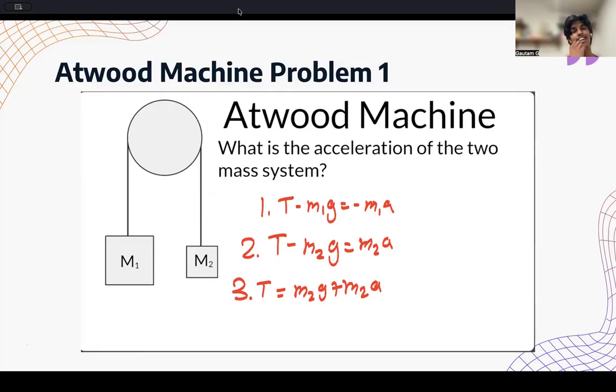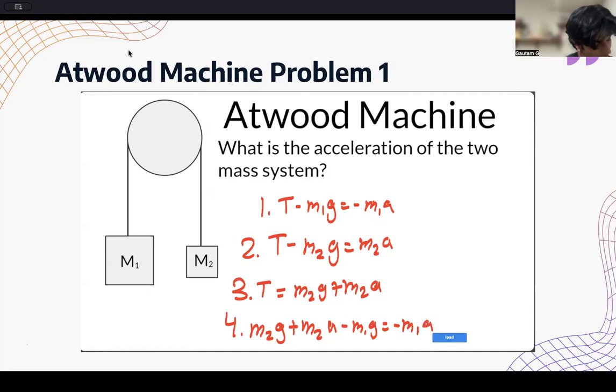I mean, if you want to get the question right, technically you could, yeah. If you get good enough at it, you can just do it in your head, but you want to write it down. So then step four, let's just substitute this in here. So you get m2g plus m2a minus m1g equals negative m1a, correct? Right. And since we're solving for a, let's get anything with a on one side. So let's get it here, right?